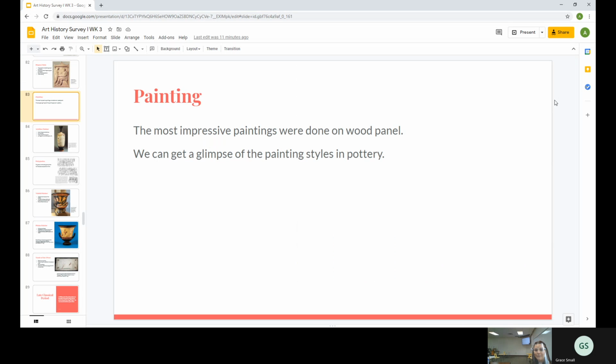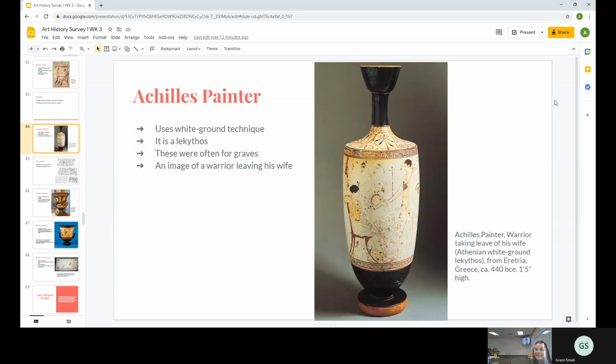Moving on to painting. Painting did exist in ancient Greece. However, they painted on wood. Wood does not last. So the examples of painting that we do have are usually vase type paintings. Beginning with the Achilles painter here, who uses the white ground technique, meaning it's white. It's Achilles.